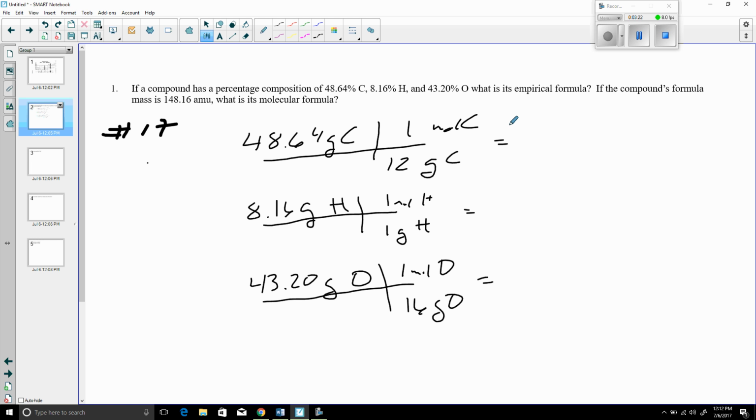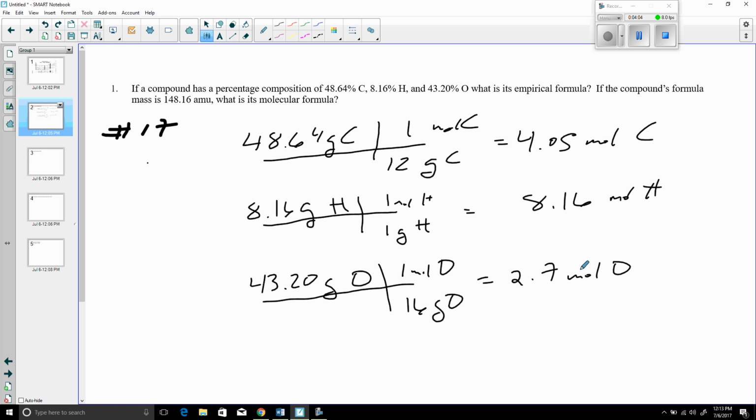So 48.64 divided by 12, we should be getting like 4.05. So it's 4.05 moles of carbon. For hydrogen, surprisingly enough, I'm going to do this one in my head, dividing by 1, it's going to be 8.16 moles of hydrogen. And in this one, we have 43.20 divided by 16. We get 2.7.